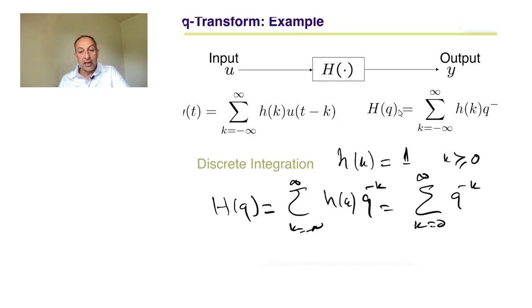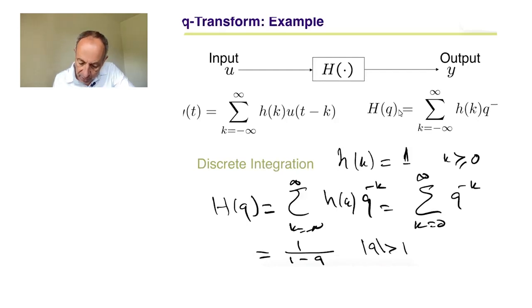Okay. Now, this is a complex variable quantity. It's an infinite series. It can be computed, this summation, and if you just think of q as a dummy variable, it will be 1 over 1 minus q. Okay, 1 over 1 minus q. But actually, this summation is well defined only when the amplitude of q is greater than 1. Okay, actually, it's 1 over 1 minus q inverse, sorry. Yeah.